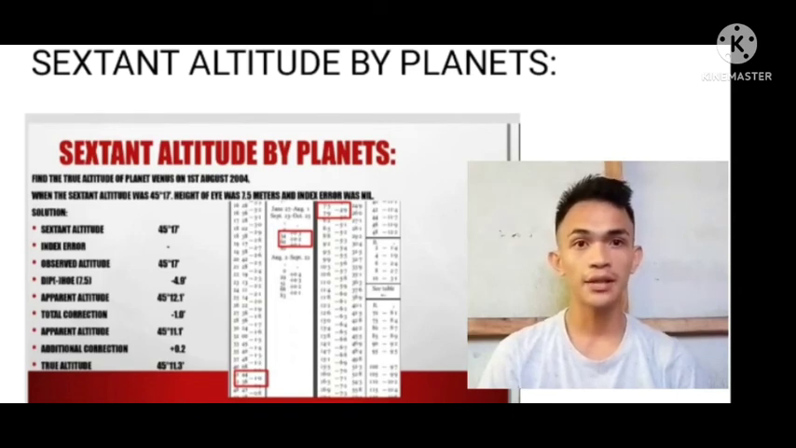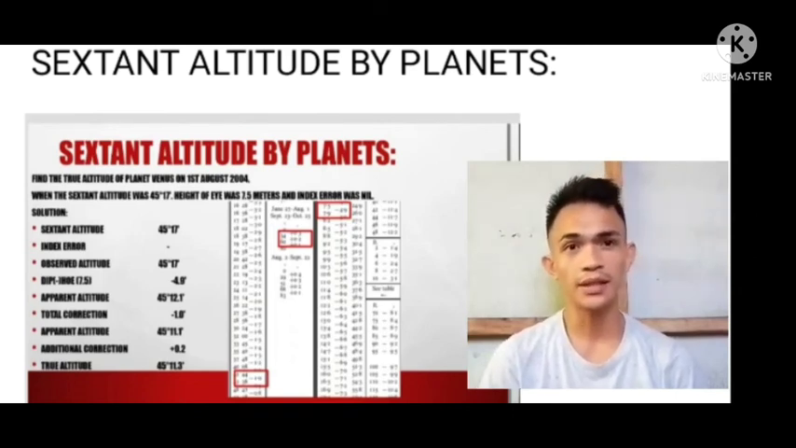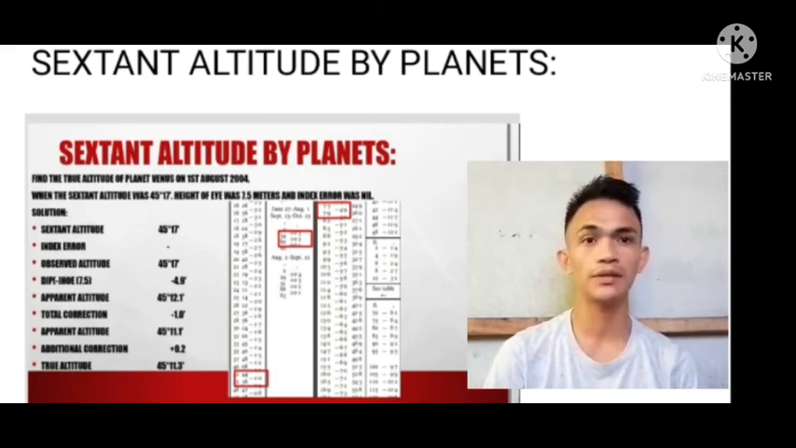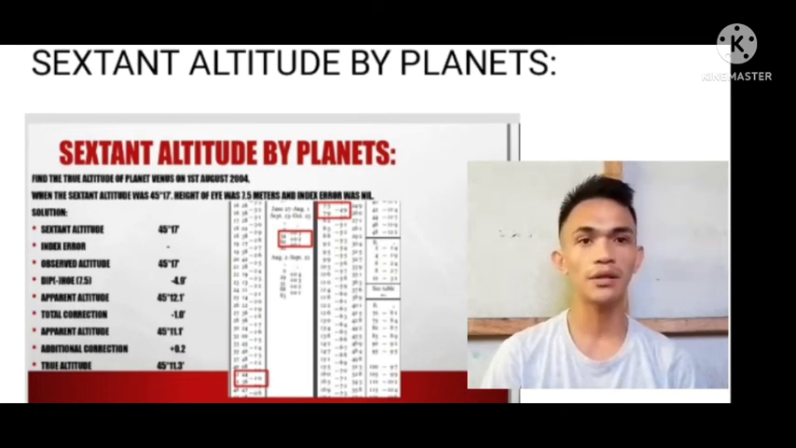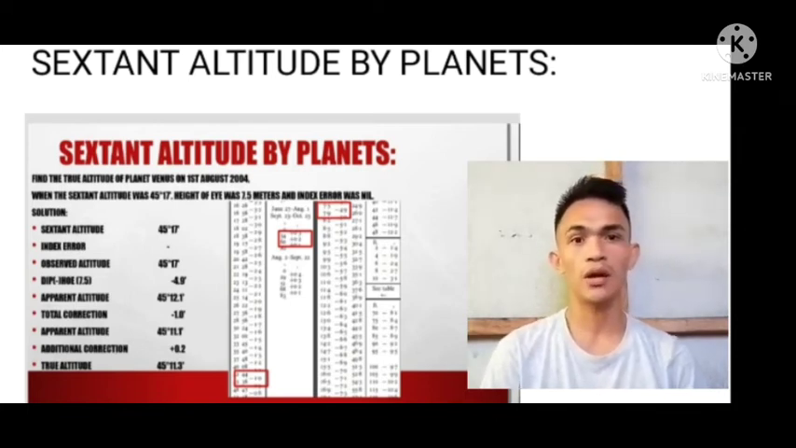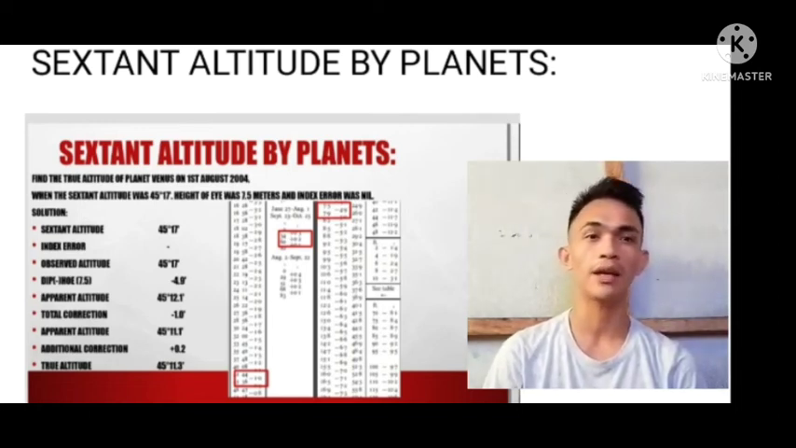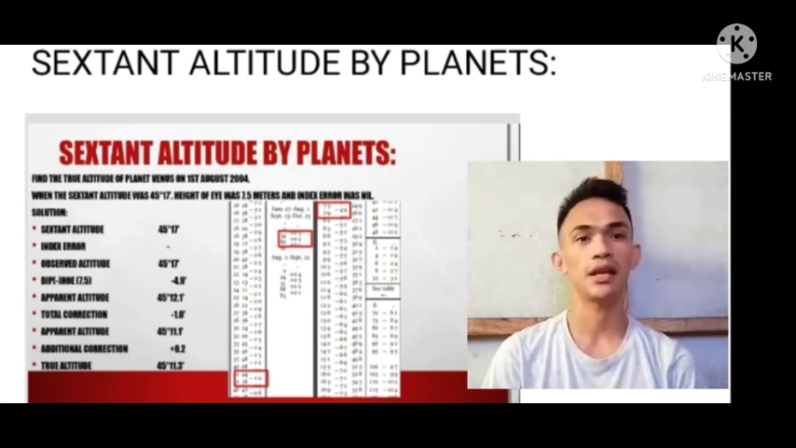In this slide, we have the sextant altitude by planets. Find the true altitude of the planet Venus in August 2004, when the sextant altitude was 45 degrees 17 minutes. The height of the eye is 7.5 meters, and the index error was nil, so we don't have any index error. The sextant altitude is 45 degrees 17 minutes, and that's why our observed altitude is also 45 degrees 17 minutes, the same.